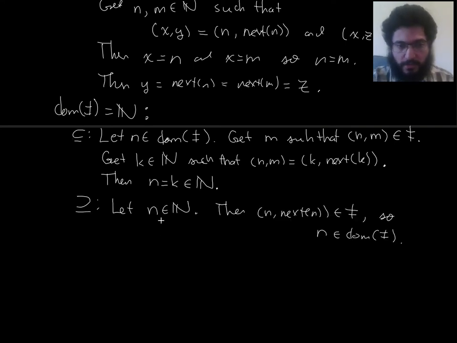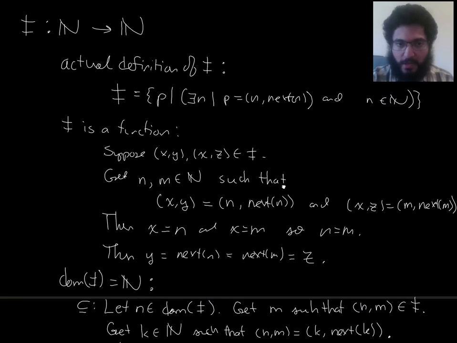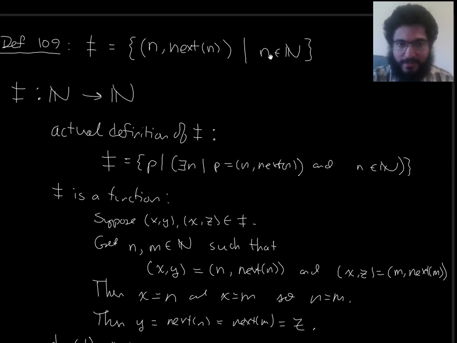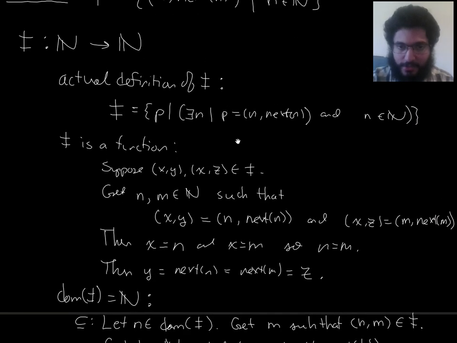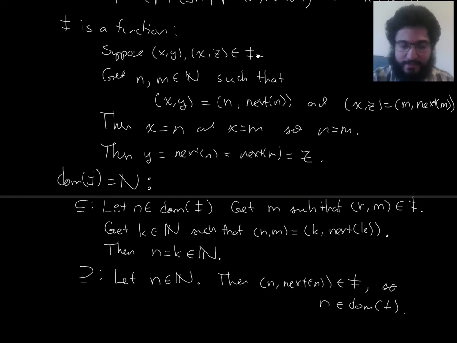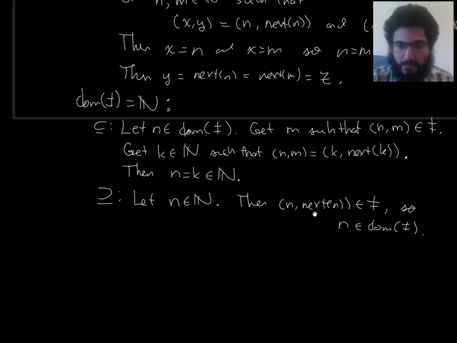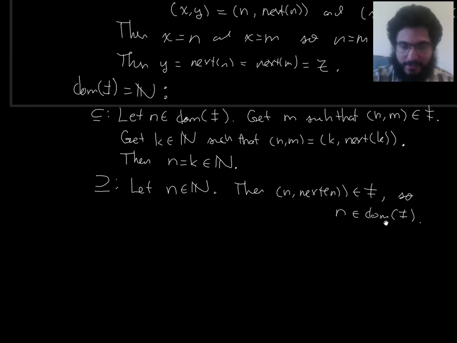Then for the other inclusion, let n be a natural number, and then we try to show that n is in the domain of our adding one function. But if n is a natural number, then the pair n next n is in our adding one function. Let me go ahead and just use the shorthand to justify that, although really it's an existential generalization. So that's enough to tell us that n is in the domain. That's another existential generalization.